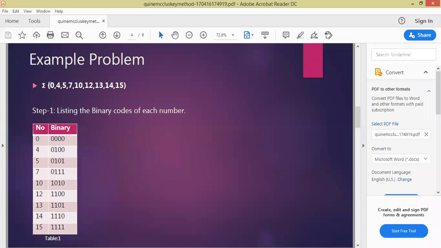This is the first example which we are going to solve, where we have written the minterms. They are 0, 4, 5, 7, 10, 12, 13, 14, and 15. We have listed these minterms with their binary numbers as well, written in their binary equivalent form. That is table 1.